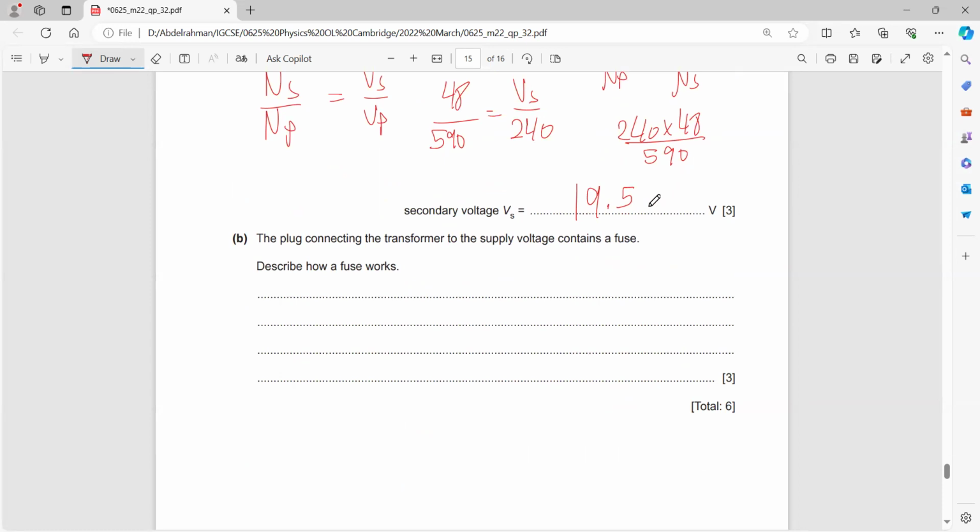Describe how a fuse works. When the current increases, the temperature increases, and it melts. It melts, exactly, to stop an explosion or anything. The fuse melts when the current increases to protect the device from overheating. Yeah, easy.